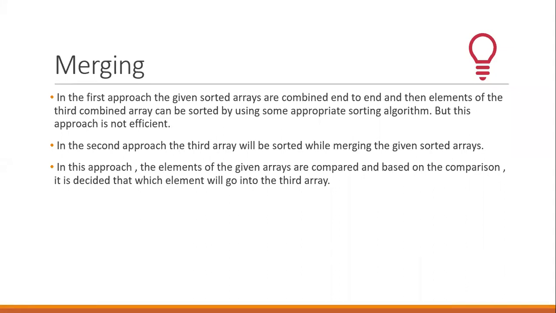Okay, but in this case we have to perform two functionalities. First of all, copying all the elements of the first array and second array, then making the third array, and then again performing sorting on it. Okay, that is the first approach. What is the second approach?